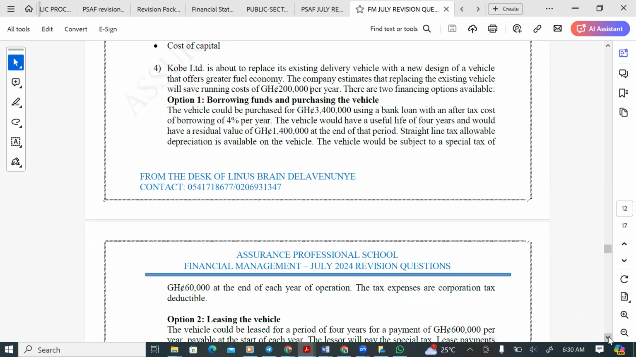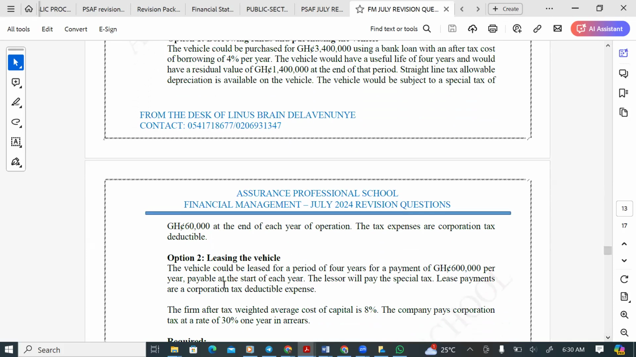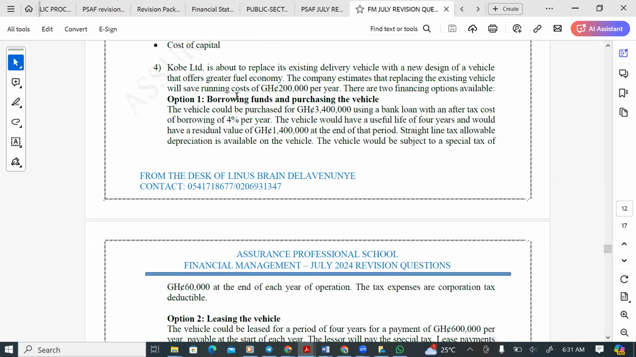I said that if you are coming to lease or buy, we assume that the company is going to be financing the purchasing option by borrowing funds from a bank. So the discount rate will always be the after tax cost of borrowing. So the 8% given to you over here, please ignore. The purchasing will always be assumed to be financed through borrowing. So you can see option one, borrowing funds and purchasing the vehicle.